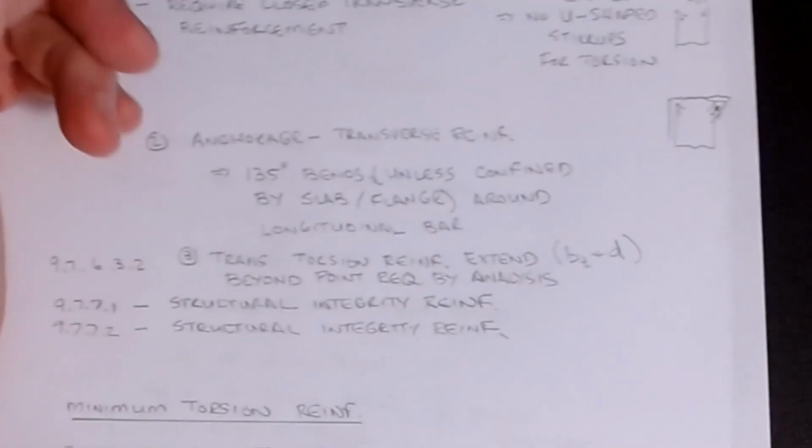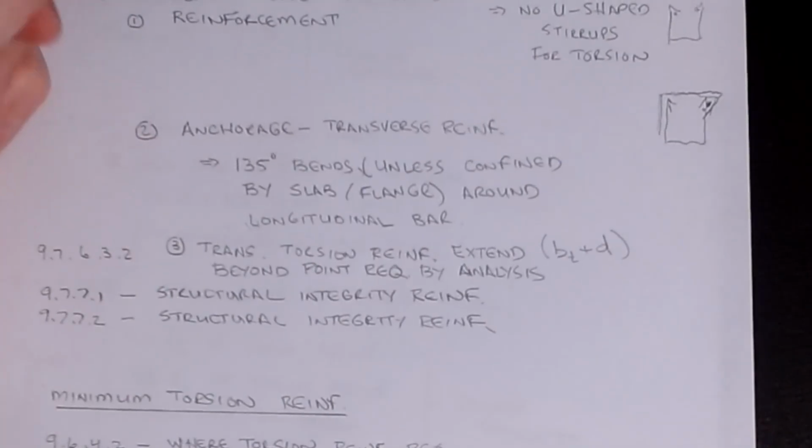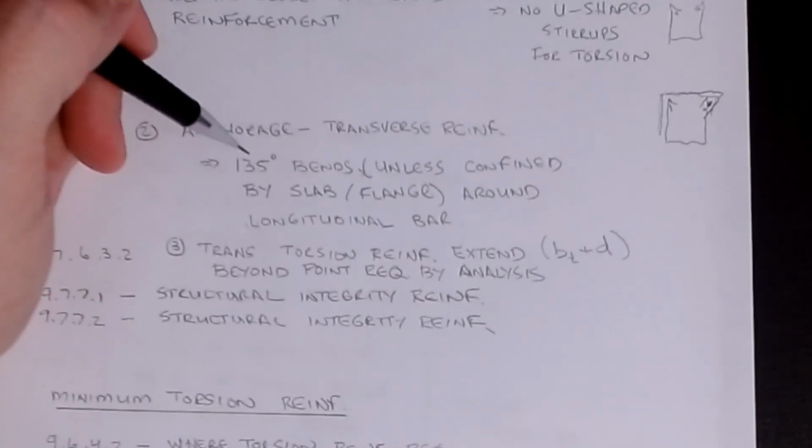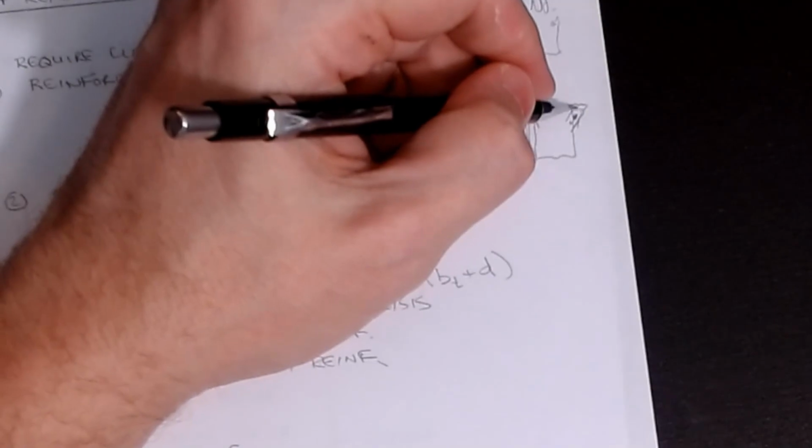Okay, now, there is a requirement for the transverse reinforcement that you have to have a 135-degree bend.